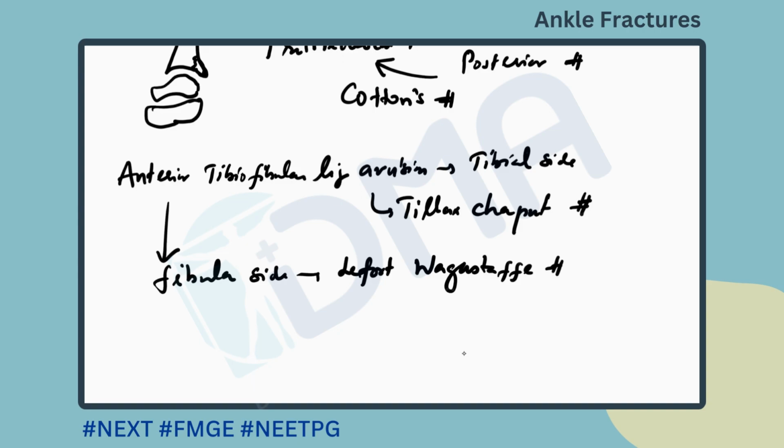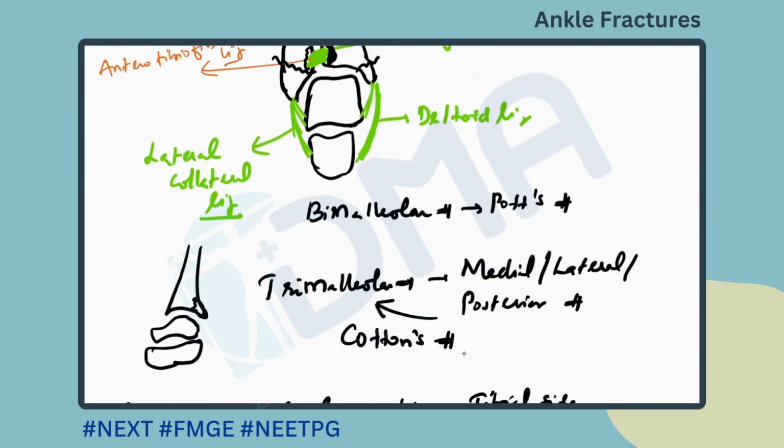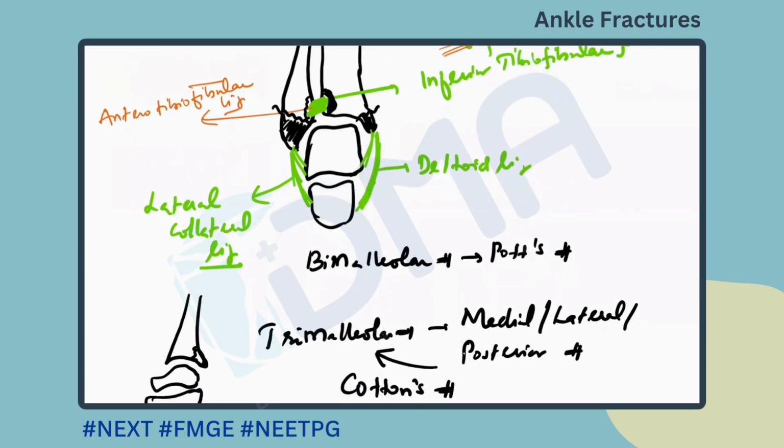Around the ankle, all these are named fractures. That is why I'm telling all these terms. A lot of named fractures occur. One is called Pott's fracture, which is also called bimalleolar fracture, where only the medial malleolus and lateral malleolus get fractured. Okay, so that is called Pott's fracture.